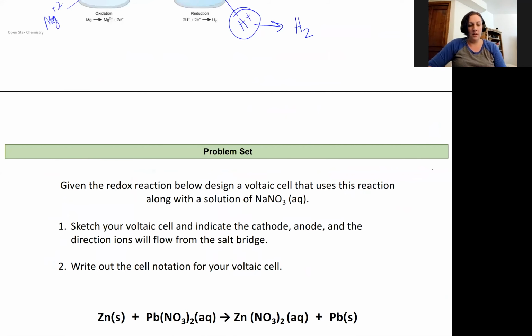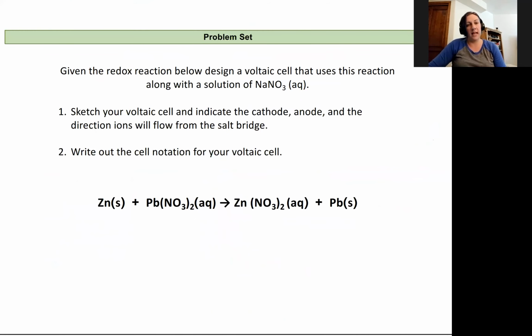Here are a couple of example problems, and these will be listed again on the following page in Canvas. Give these a try, and then we'll go over the solutions together.